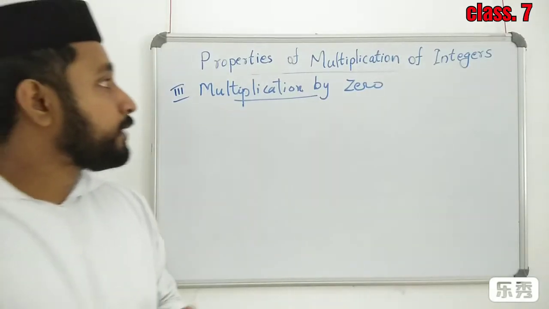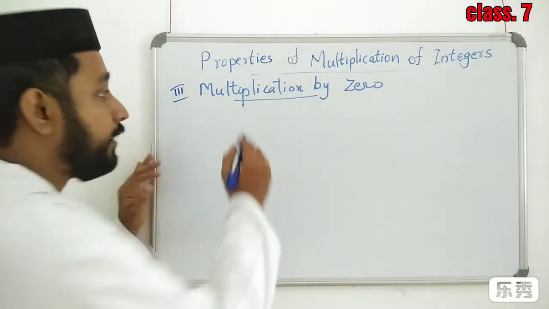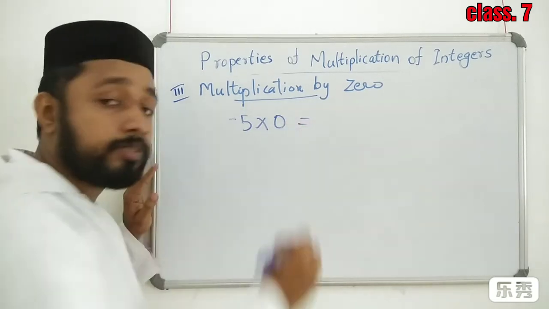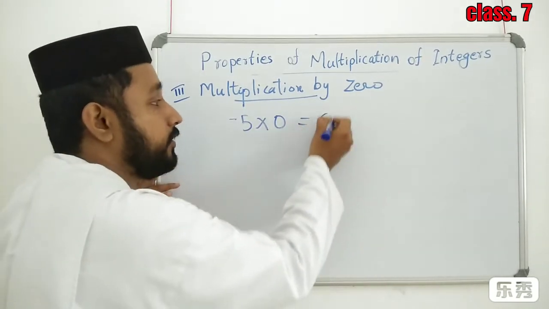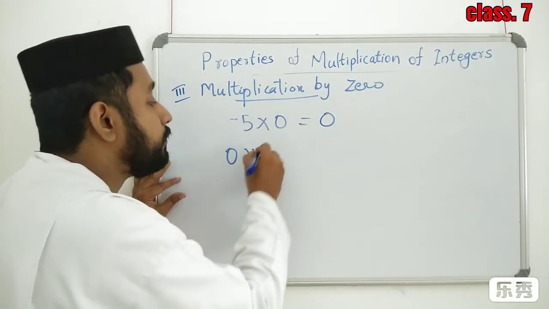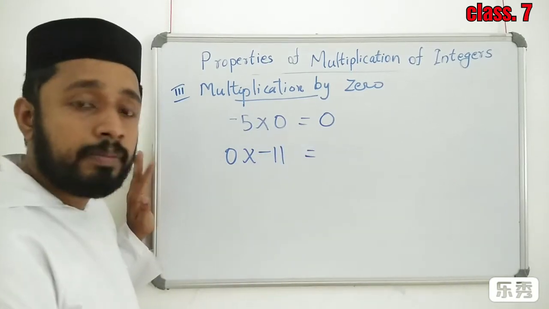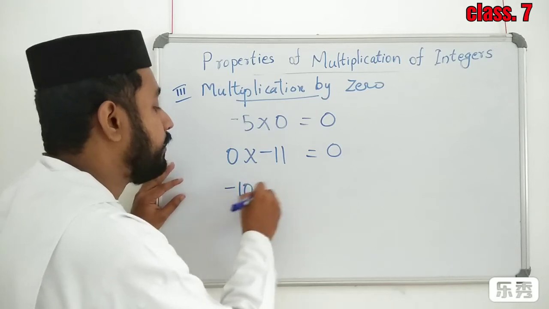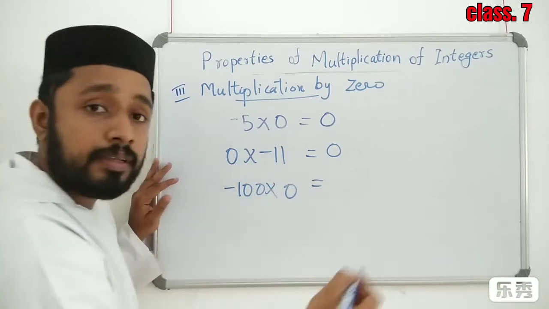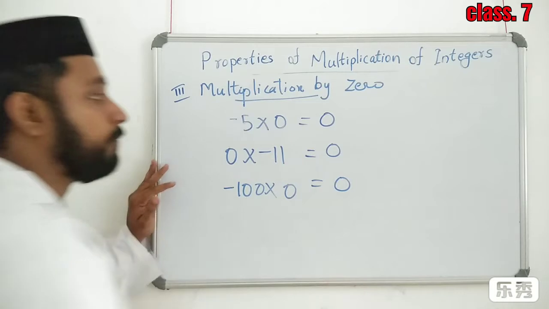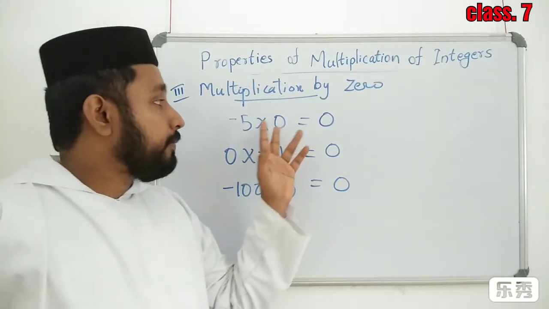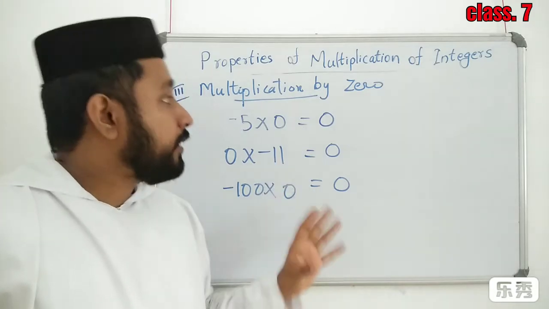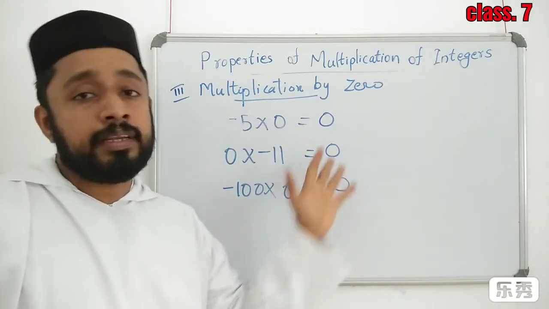Next one, multiplication by 0. Here I am going to write some examples. Minus 5 into 0. What is the answer? It's very simple. Answer is 0. 0 into minus 11 is also 0. Then minus 100 into 0 is also 0. So when we multiply by 0, what is the answer? We will get 0. So when we multiply an integer with 0, we will get the answer 0.